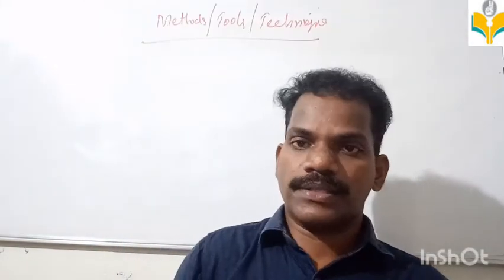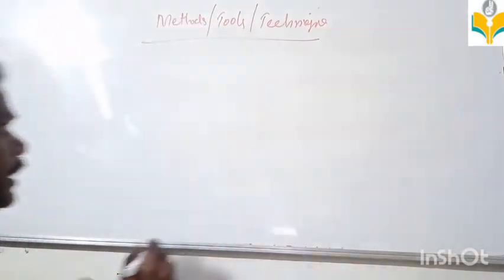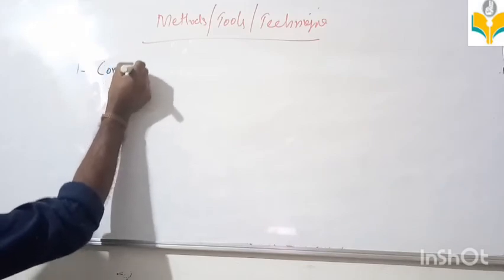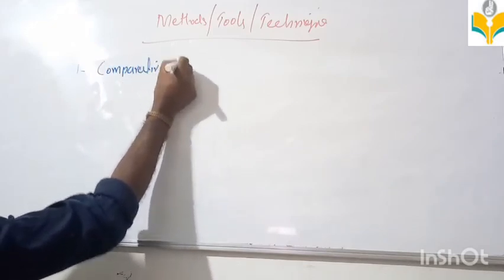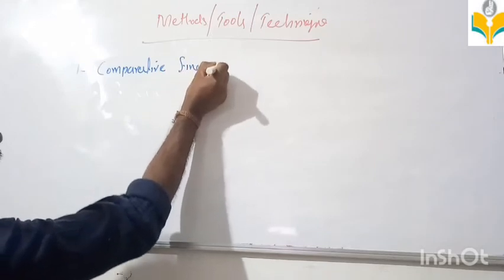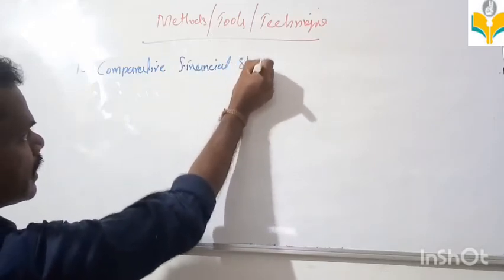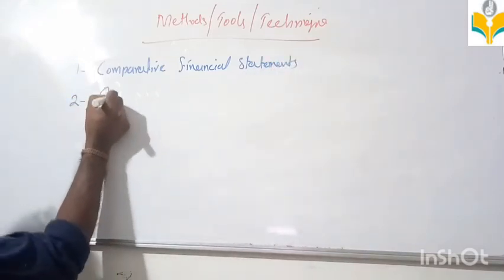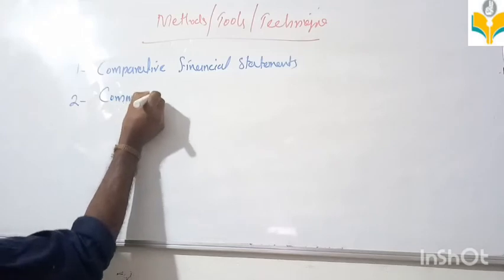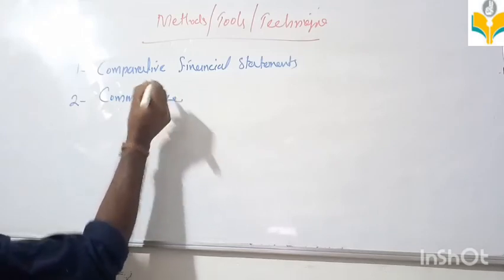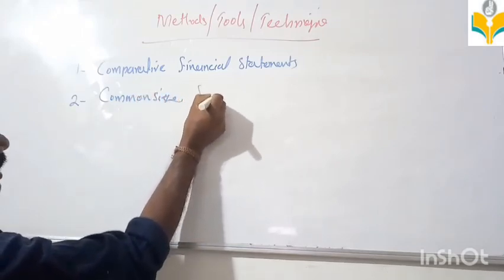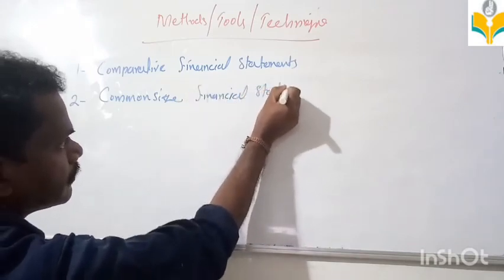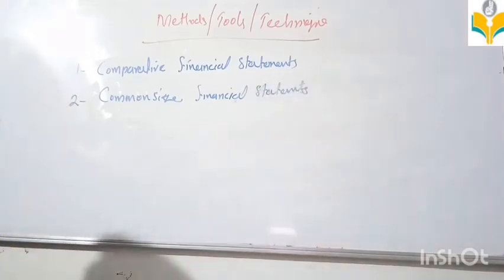The major methods are: first, comparative financial statements. Second one, common size financial statements.